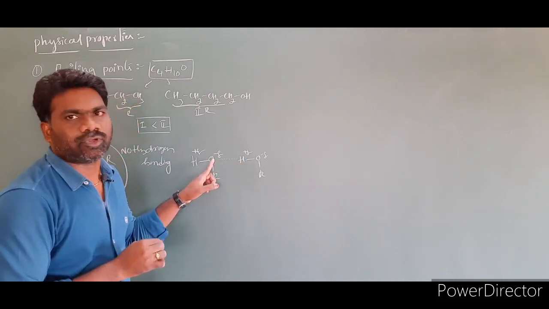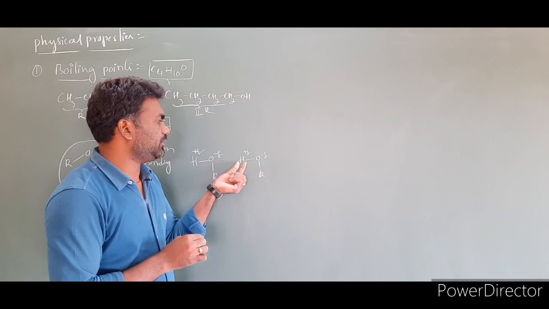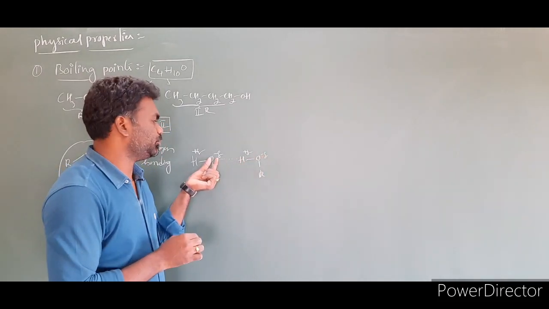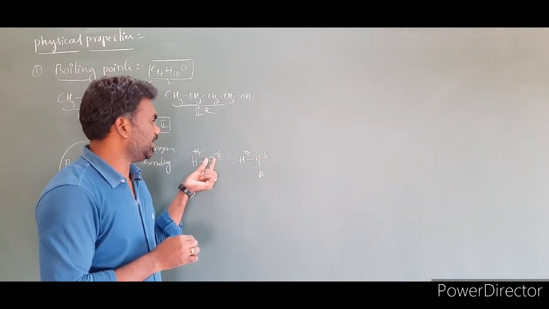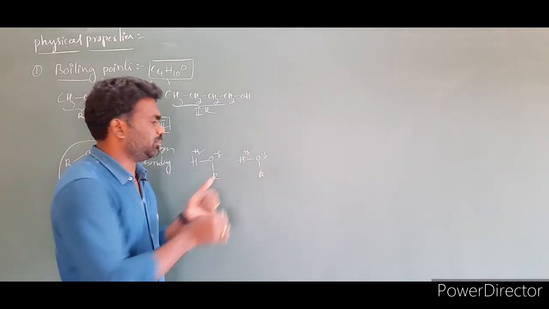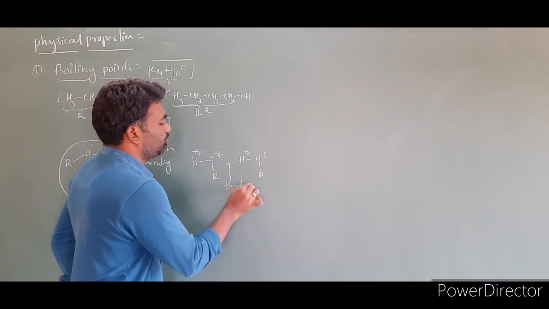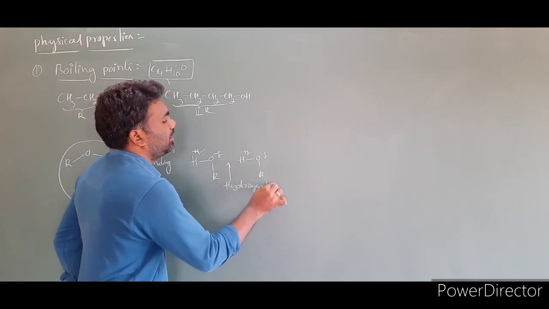Between the oxygen atom of one molecule and the hydrogen atom of another molecule. Here oxygen is more electronegative, so it carries a partial negative charge. Hydrogen is partially positive in another molecule. Between these two atoms, there is a hydrogen bond.